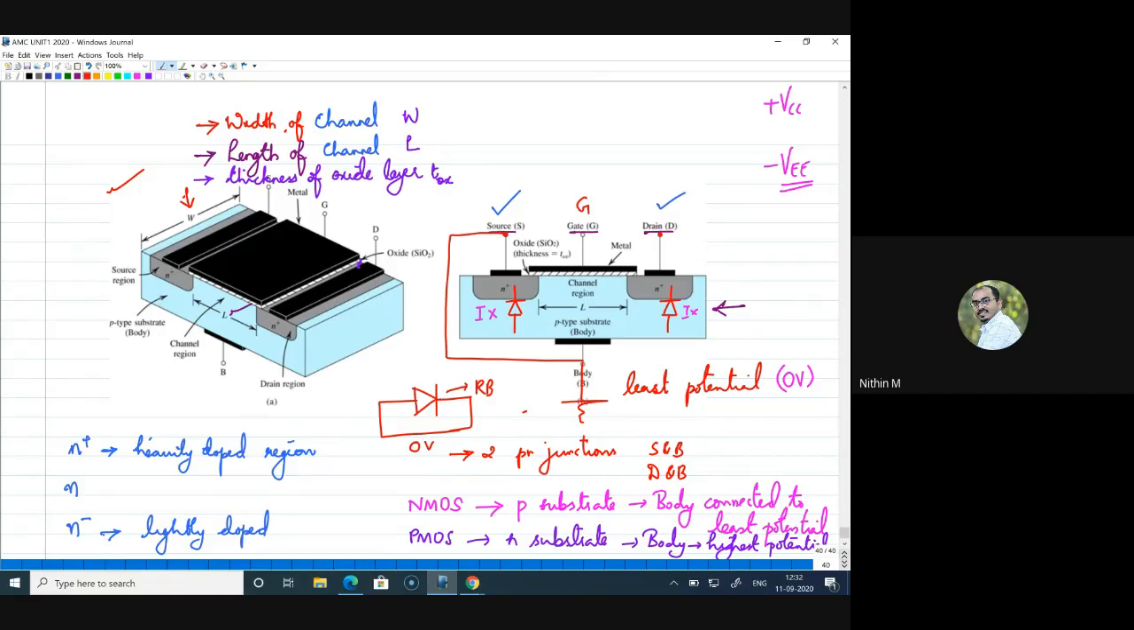Since body is shorted to source, and since that is possible, we consider this as a 3-terminal device. So when we say MOSFET as a 3-terminal device, it is understood that body is internally connected to the source terminal. So when you come to AMC lab, analog microelectronics lab, you will see MOSFETs in your lab. It will be having only 3 terminals.